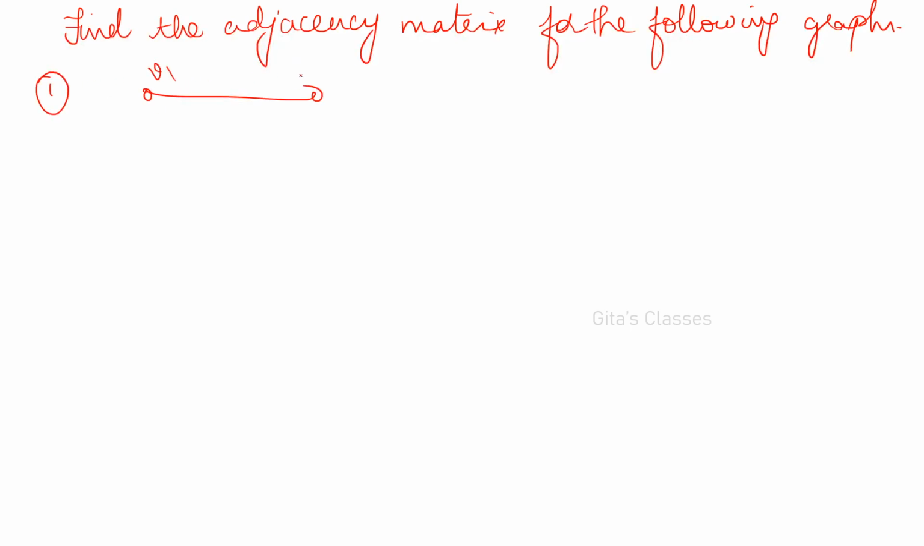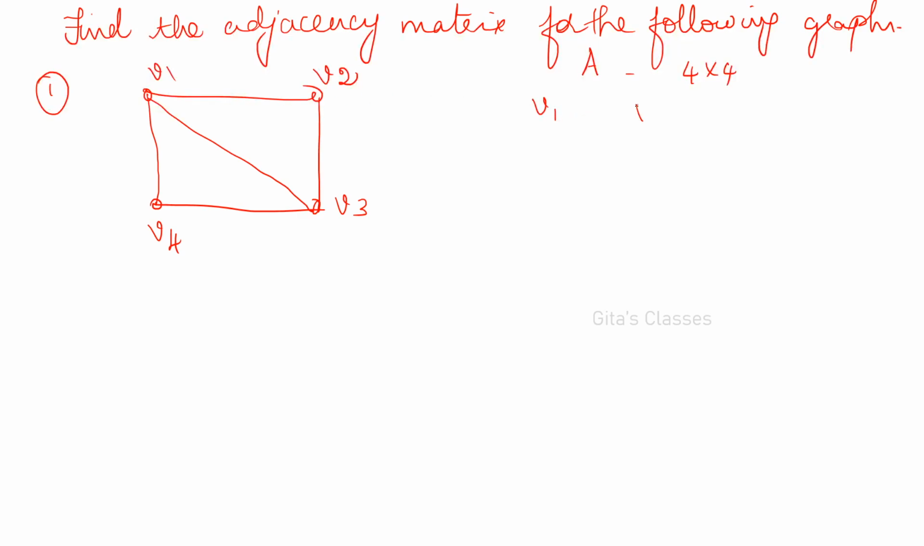V1, V2 for an undirected graph, V3, V4. Okay. And V1 and V3 are also joined. So how will you write? See, first you see how many vertices are there. 4 vertices are there. Therefore, our matrix will be of size 4 by 4. So first you write row-wise all the vertices V1, V2, V3, V4, and column-wise also V1, V2, V3, V4.